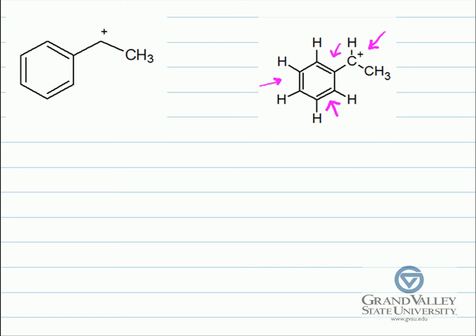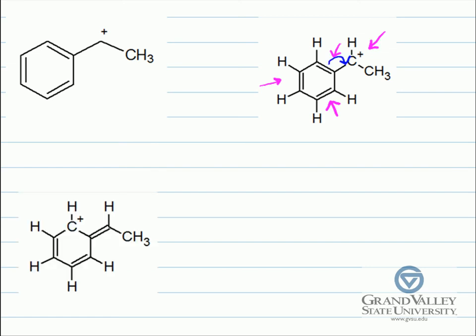The electrons in the pi bonds are able to move, and therefore a resonance structure can be drawn by moving the electrons in the pi bond to make a pi bond on the substituent, and therefore the positive charge will move to the carbon on the ring. That would give us this resonance structure. This is only one of the possible resonance structures, but we need to draw all of the possible resonance structures.